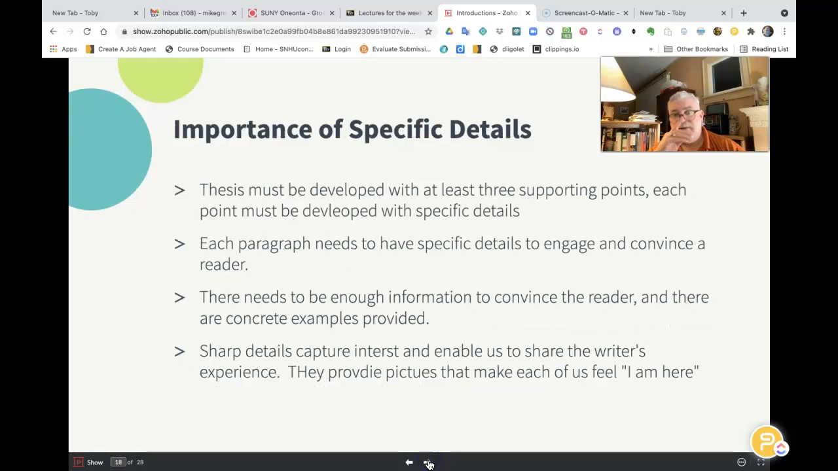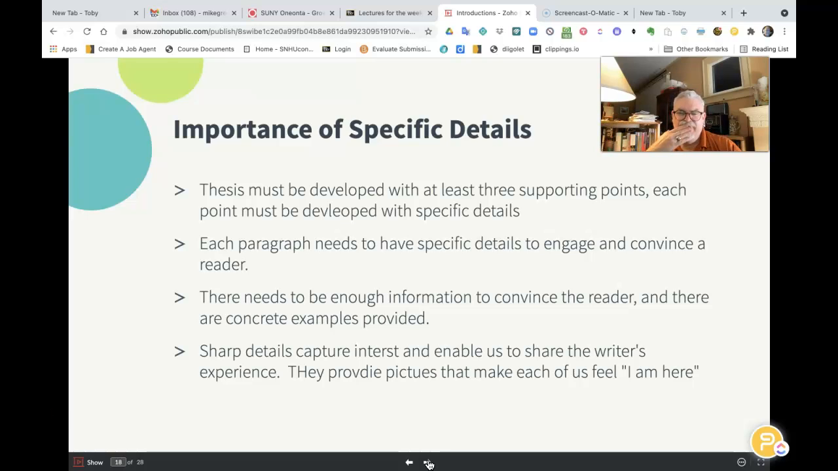Now, it's also important to have specific details. You've got to develop that thesis with at least 3 supporting points, and each point must be developed in specific detail, and that's what we've talked about. So each paragraph has specific details that are going to convince a reader. What's so inconvenient about going out? What do you mean you have to worry about other moviegoers? Well, you've got people who have to get up in the middle of a movie because they have to go to the bathroom. You've got people who maybe talk during a movie. You've got inconsiderate people. There are other things too.